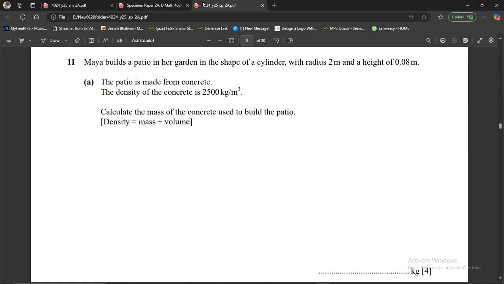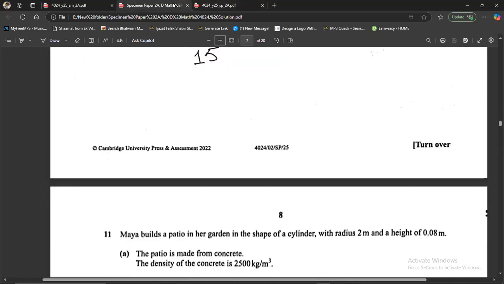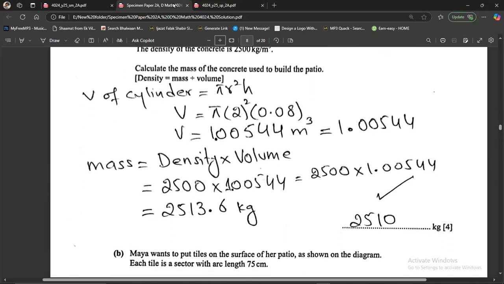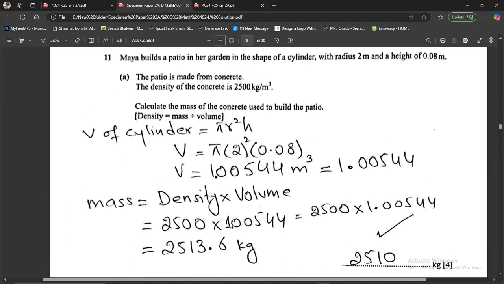Okay, density is equal to mass divided by volume. They have given you the formula. Because the shape is a cylinder, we can find out the volume. The radius is given, the height of the cylinder is given. You know the formula for the volume of the cylinder is pi r square h. So find the volume. The volume will be in meter cubes. We know the density. The mass will be density multiply volume. So let's see how this is done. I have already done this. So here we go.